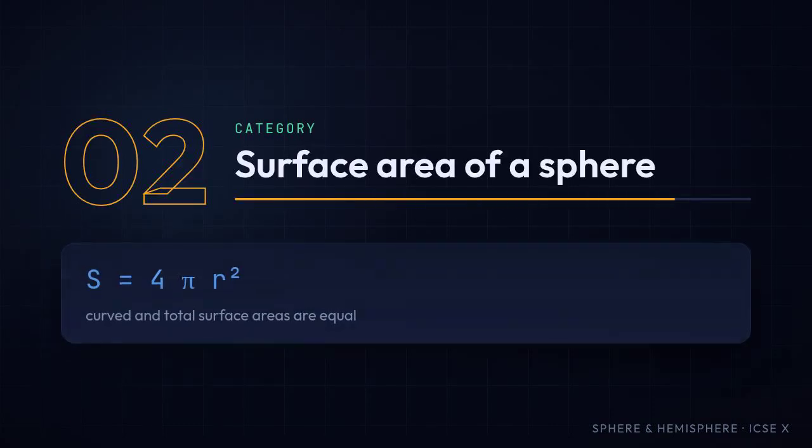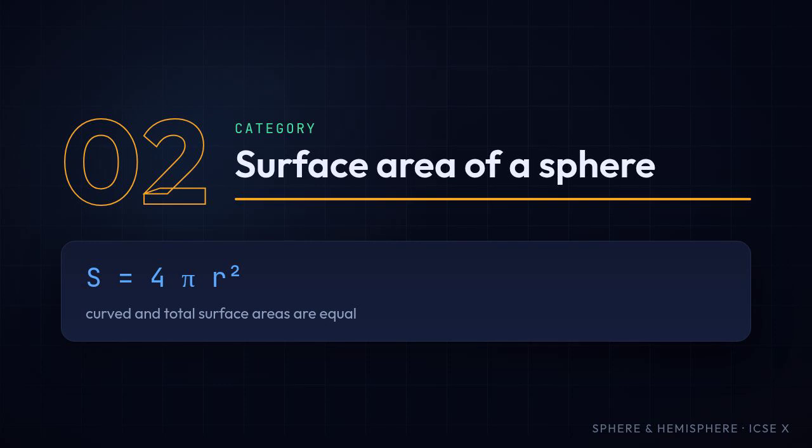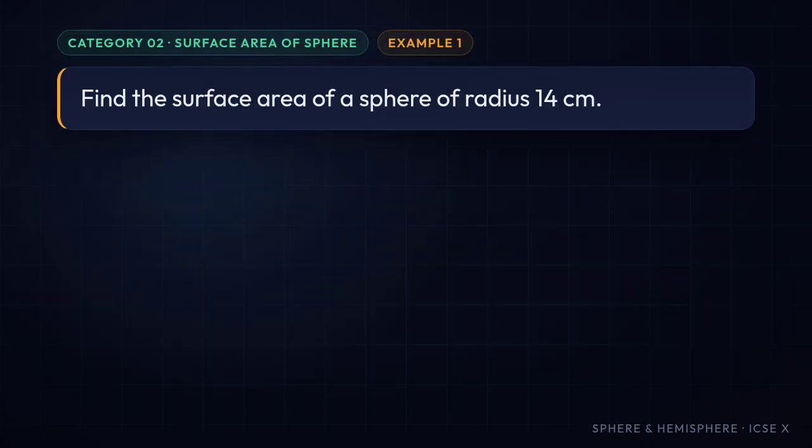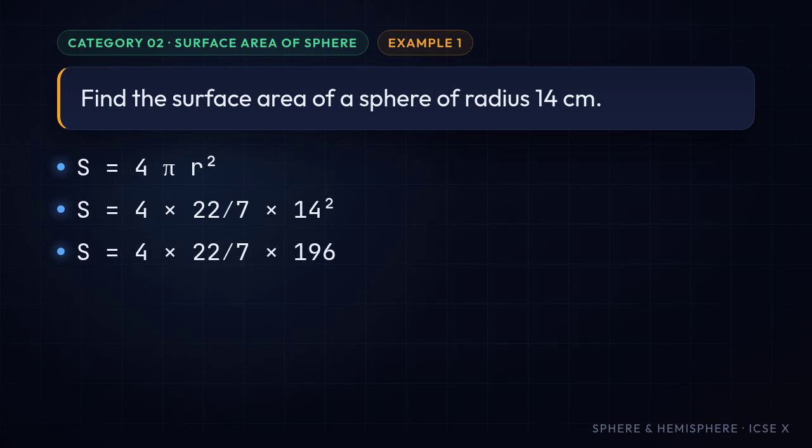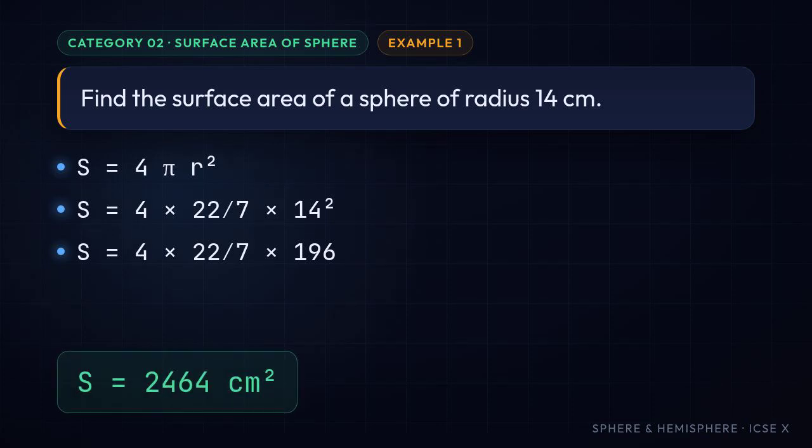Category 2. Surface area of a sphere. The formula is S equals 4 pi r squared. Example 1. Find the surface area of a sphere of radius 14 centimeters. S equals 4 times 22 by 7 times 14 squared, which is 4 times 22 by 7 times 196. That equals 2,464 square centimeters.